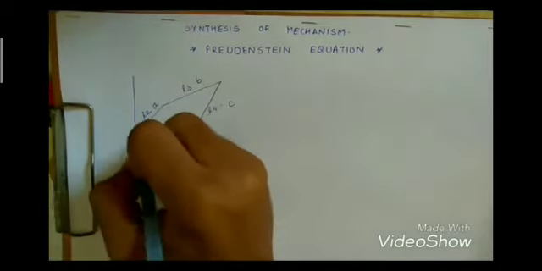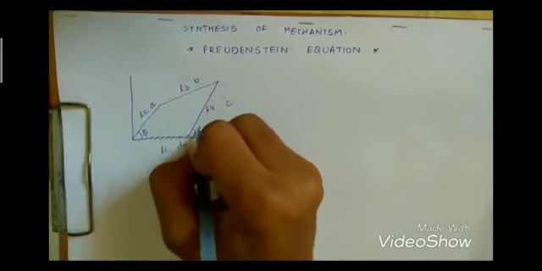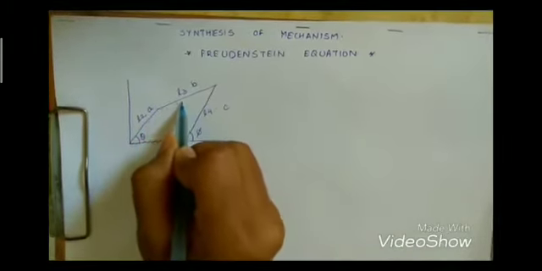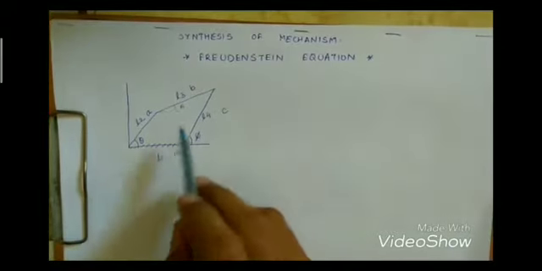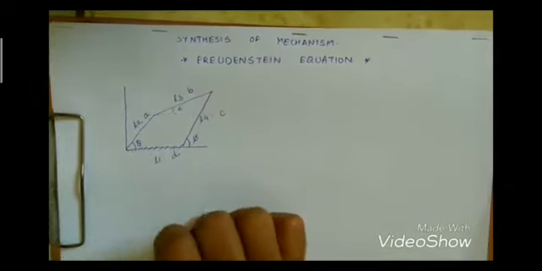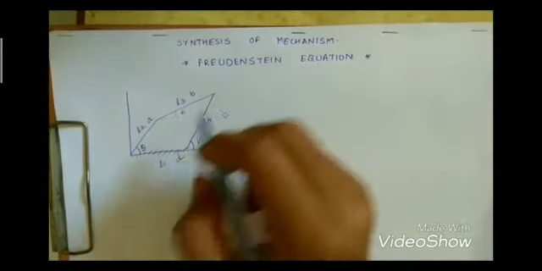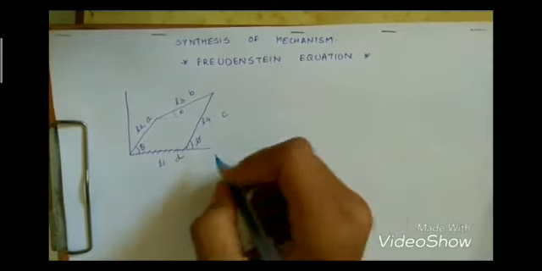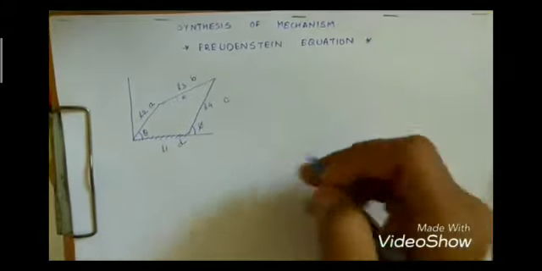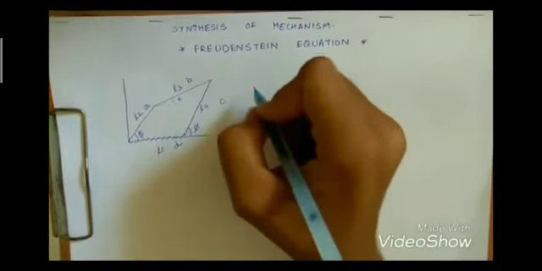So let's consider an angle theta for the input link, consider an angle phi for the output link, and we consider angle beta for the coupler link between L2 and L4. Freudenstein's equation is useful in calculating the dimensions of the links used in the mechanism, and we will not go into the depth of derivation. It will be covered in another video. If you want, you can comment in the section below and ask your queries.